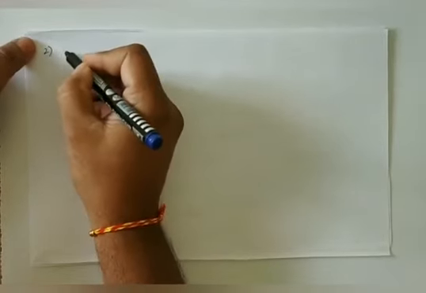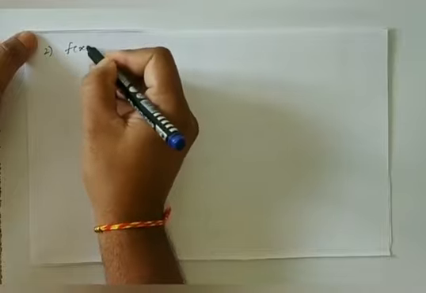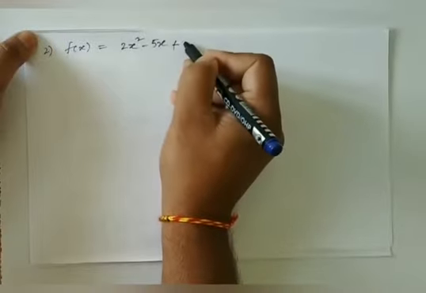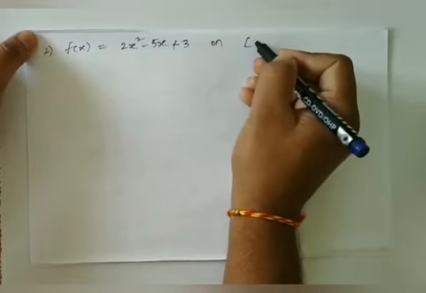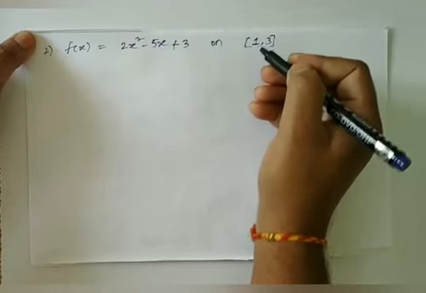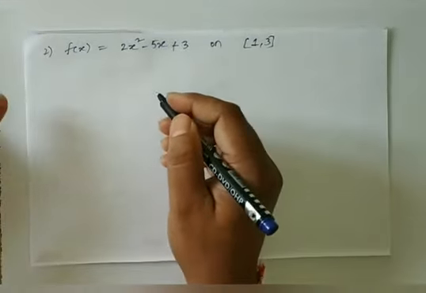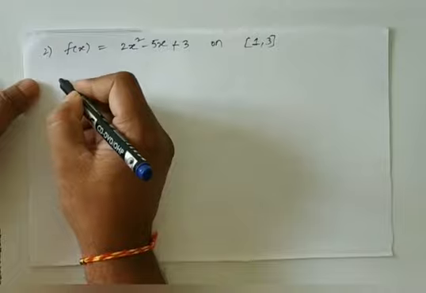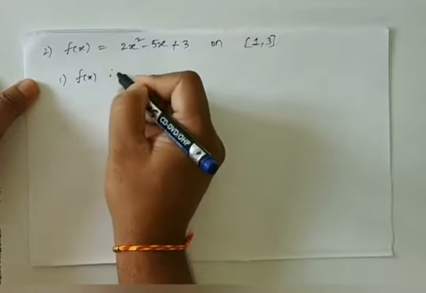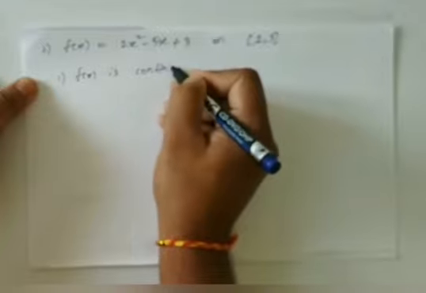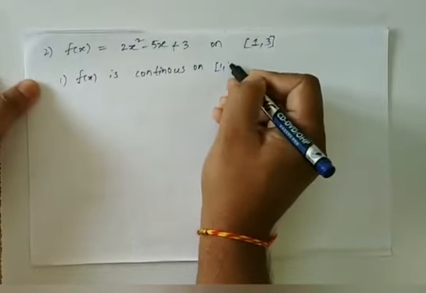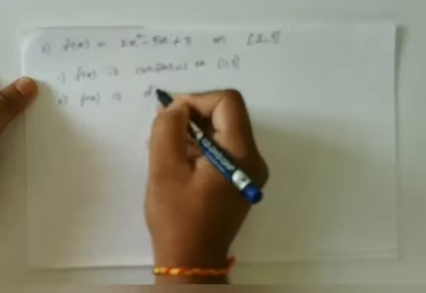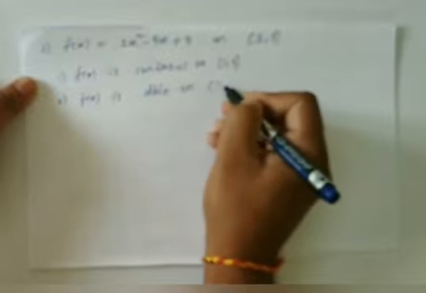Second one: verify Rolle's theorem for the function f of x is equal to 2x square minus 5x plus 3 on closed interval 1 comma 3. Here I am taking a polynomial function, so write down directly, no problem. What is the first condition? f of x is continuous on closed interval 1 comma 3. Next, f of x is differentiable on open interval 1 comma 3.